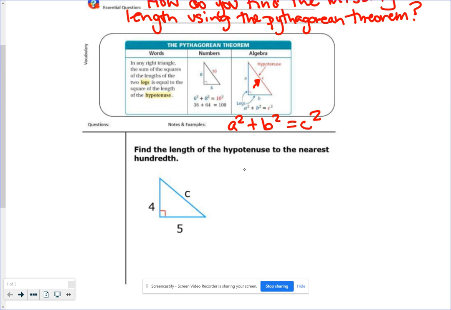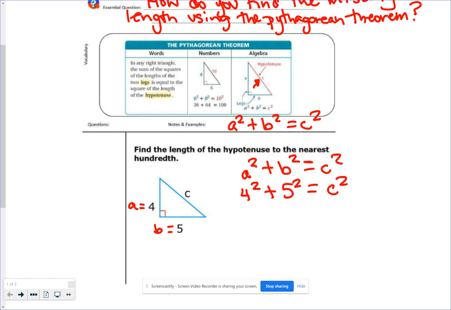All right, so I'm going to fill in the a squared plus b squared equals c squared according to what I know in this problem. Now, it doesn't matter which one you choose as the a and which one you choose as the b. I'm just going to choose 4 is going to be my a and 5 will be my b. So plugging in what I know, A is 4, so 4 squared, plus the B is 5 squared. That'll always equal C squared.